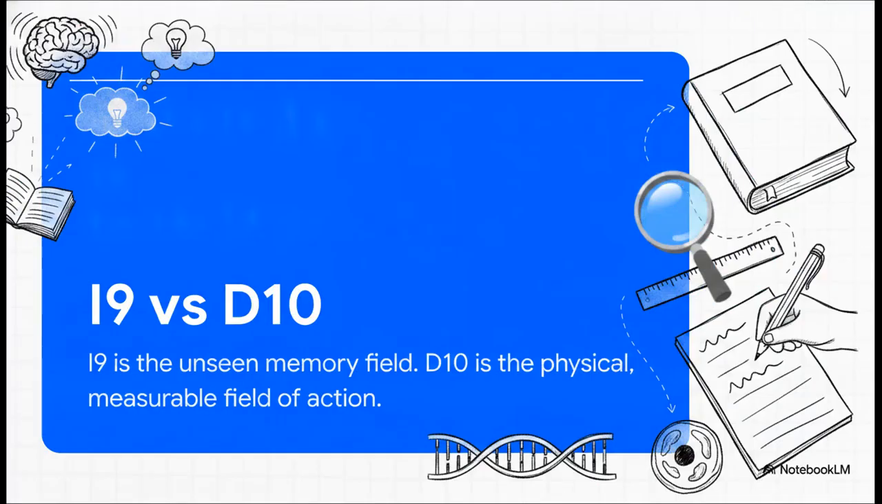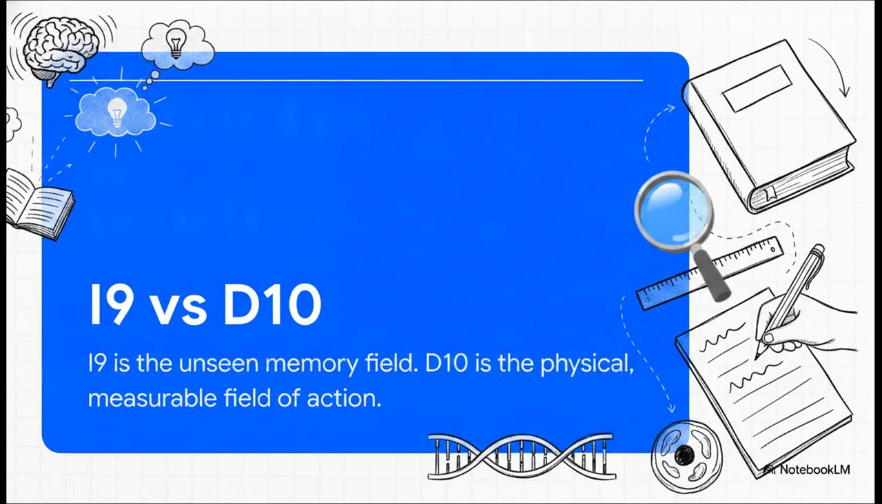To make sense of this, you first have to understand the two primary interacting fields. Think of it kind of like a notebook. The physical paper, the ink, the measurable weight of the book in your hands, that makes up what's called the D10 field. It's the detectable, physical world of action. But the I9 field? That's the invisible thought, the memory, the intention that dictates what is actually written on that page. D10 measures, while I9 remembers.